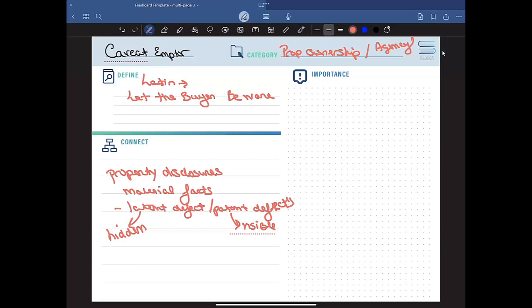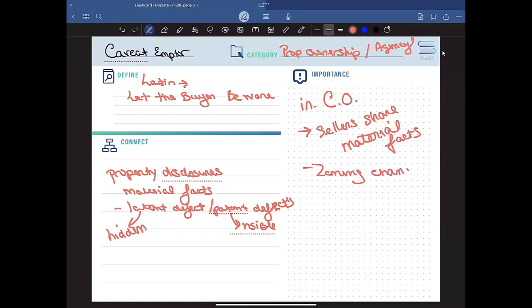Colorado. And do you know what sellers have to share in Colorado? Material facts. And what do you all consider material facts? Zoning changes, if there's some sort of asbestos in the property or say mold on site. Do they have to share if they know any defects?